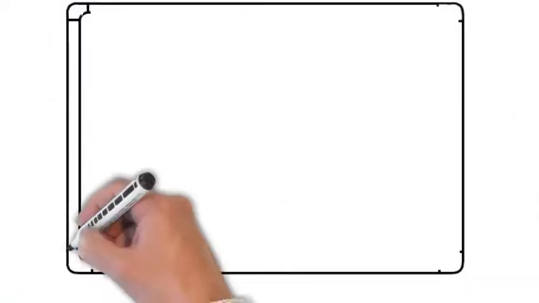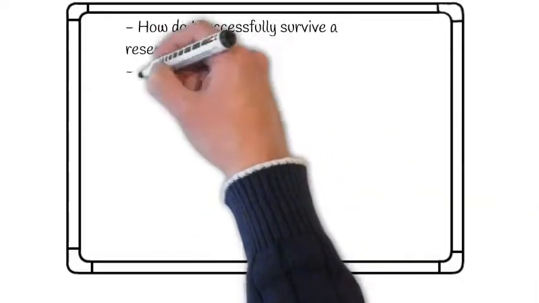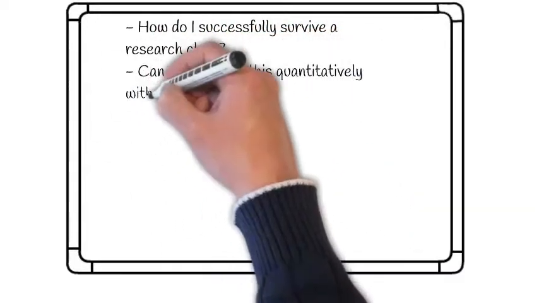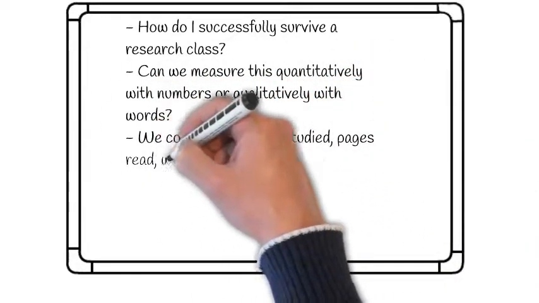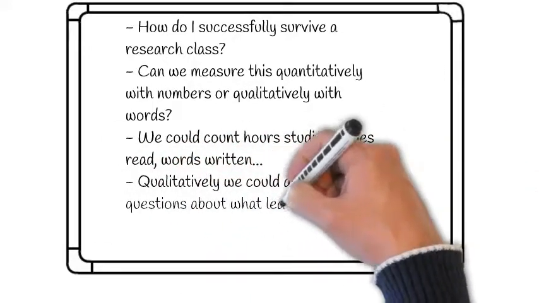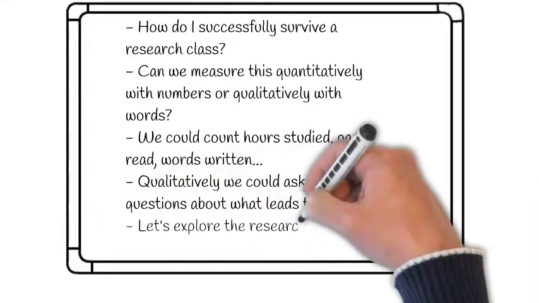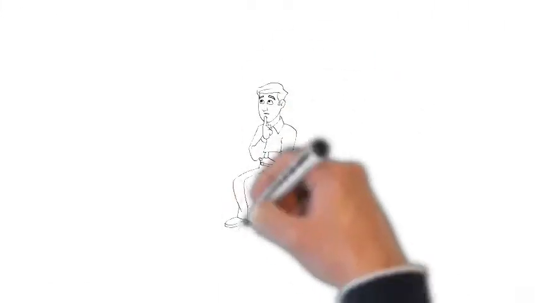So in this step, we have to start thinking about how can we quantify this research question of successfully surviving a research class. We could measure with numbers quantitatively or qualitatively with words. We could count hours studied, pages read, or words written. Qualitatively, we could ask open-ended questions like, what helped you to be successful in this class?